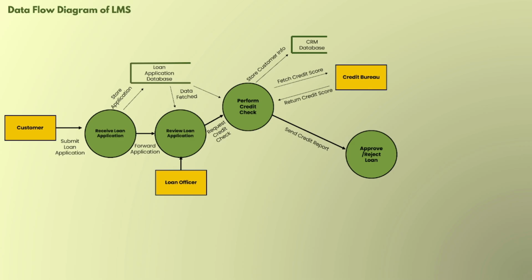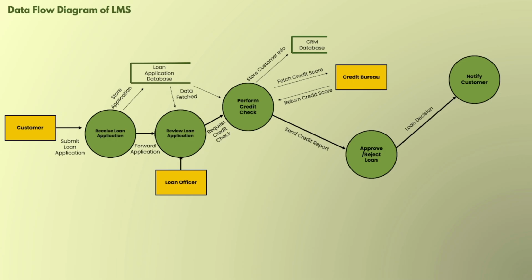Now it is passed for approve or reject loan. Again it is in a circle because it is the process. Once the loan decision is finalized, whether the loan is approved or rejected, it's time to notify the customer. Customer should know whatever decision has taken place, whether it is approval or rejection, it should be notified.